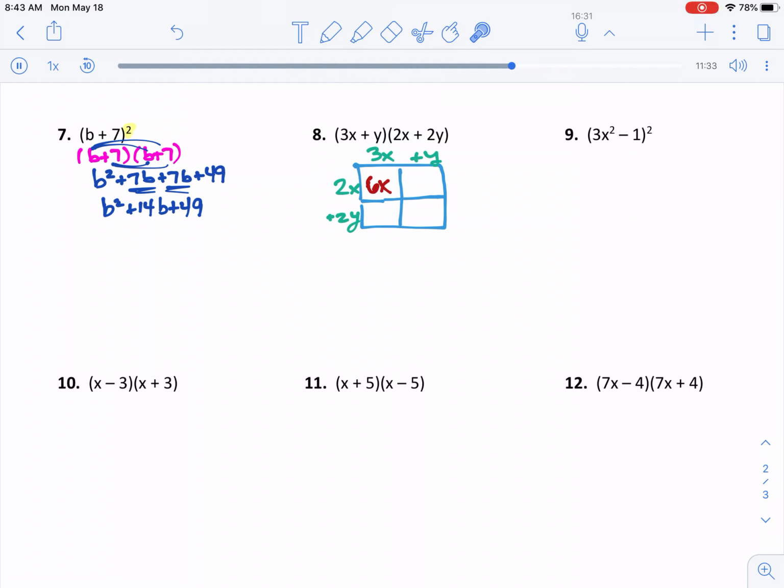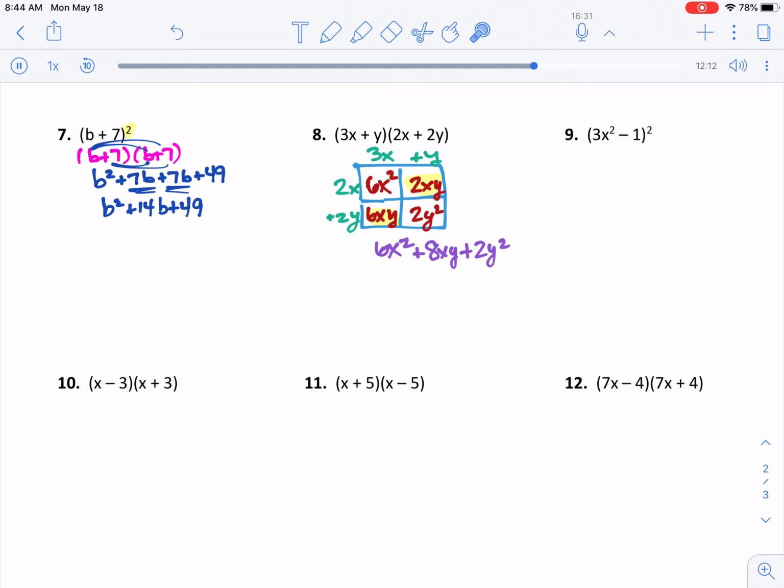6x squared. And then we have 2x times y is 2xy. And 3x times 2y is 6xy. And then at the back end, we have 2y squared. Now you'll notice again, these are like terms. So we're going to combine our like terms for our final answer. So it's 6x squared, and then what do we get here? We have the 6x squared plus the 8xy plus 2y squared.